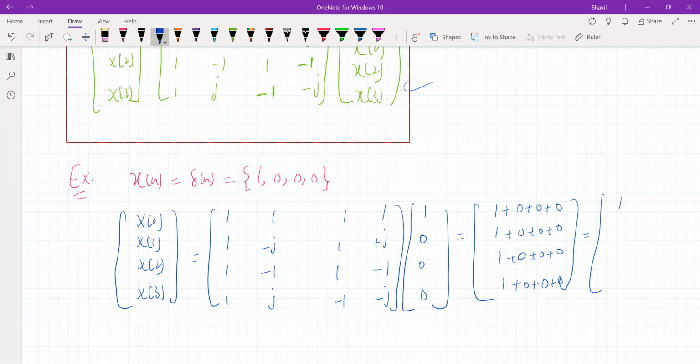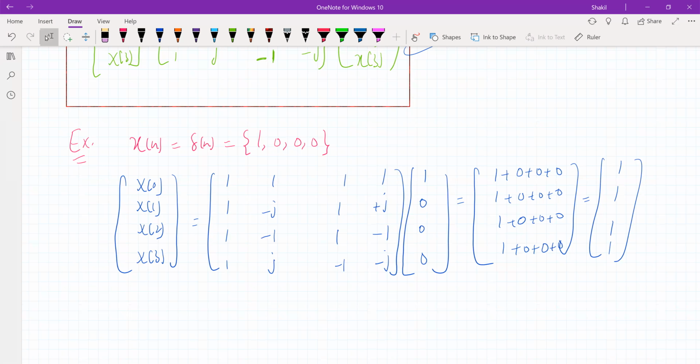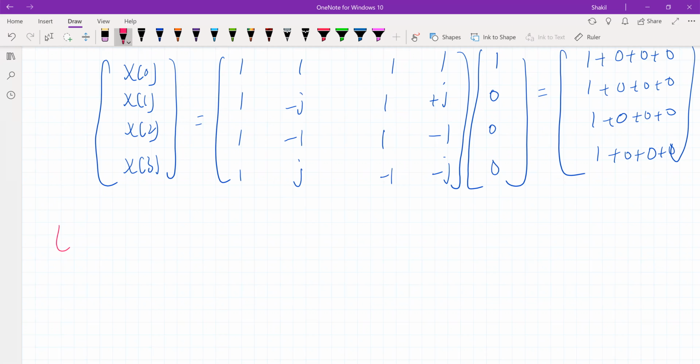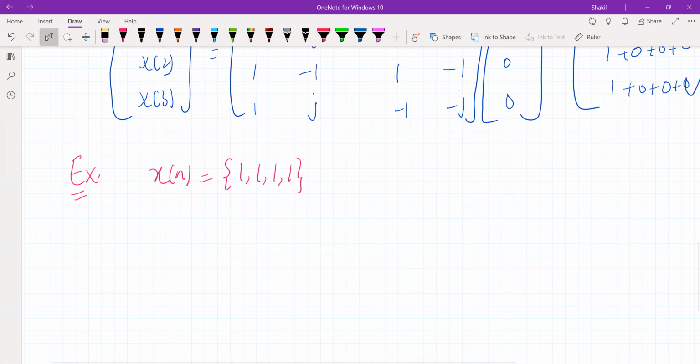So this is always 1, 1. So that means x of 0 is 1, x of 1 is 1, x of 2 is 1, and x of 3 is 1, right? And the same way we solved the example of a constant. x of n is a constant, 1, 1, 1. Now in this session, please substitute and get the values yourself.